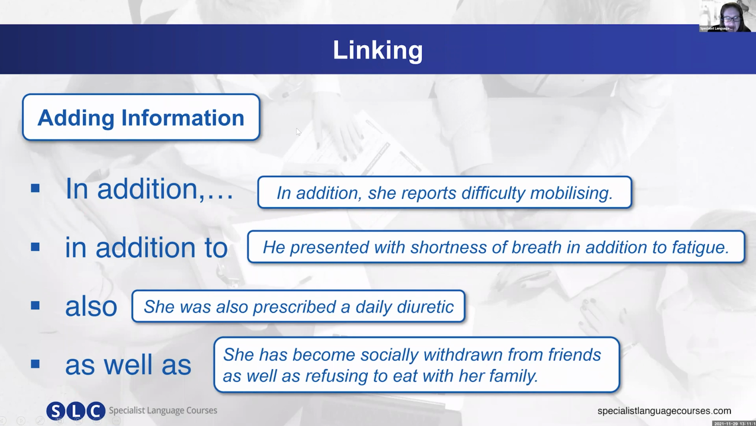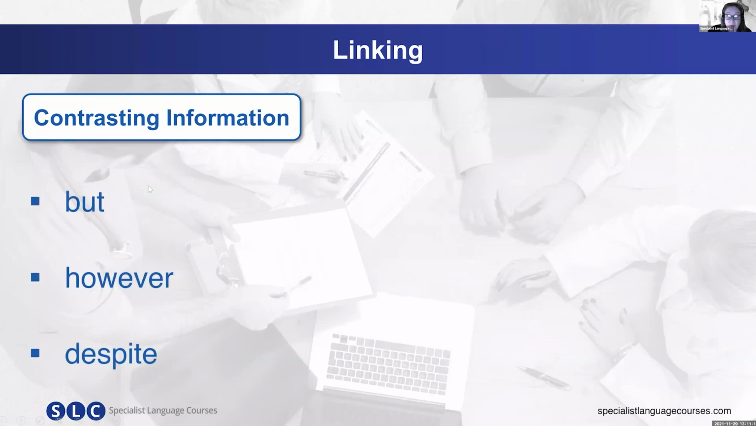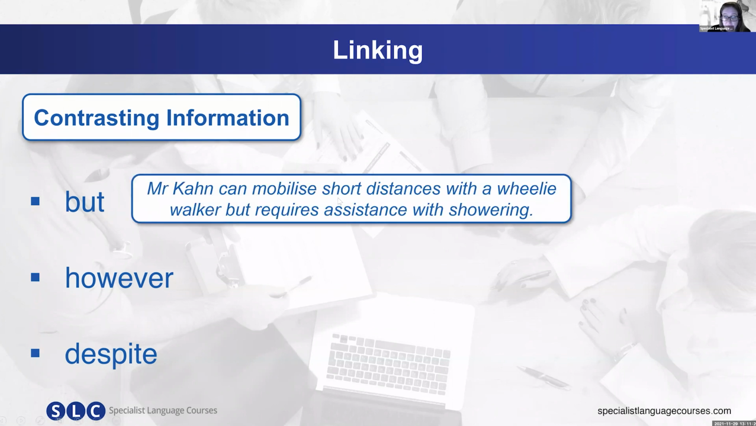So let's look at contrasting information. We might need to use this in our letters. But is a very simple one, but very effective. Don't have to use complicated language. So Mr. Khan can mobilize short distances with a wheelie walker, but requires assistance with showering. And but always goes in the middle of a sentence, no commas and never at the beginning.